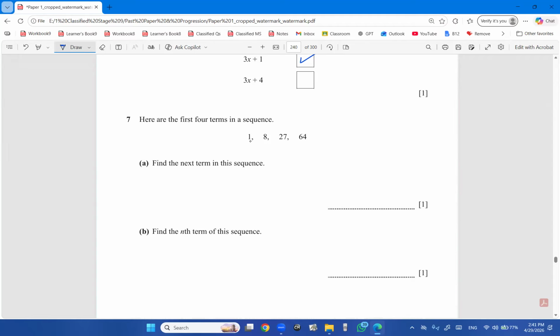The next term in this sequence, you should notice actually that these are the cube numbers. 1 cubed is 1, 2 cubed is 8, 3 cubed is 27, 4 cubed is 64. Then the next term is 5 cubed, which is 125, and the nth term is n cubed.